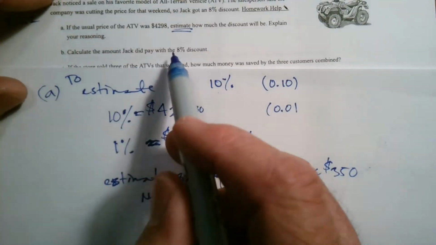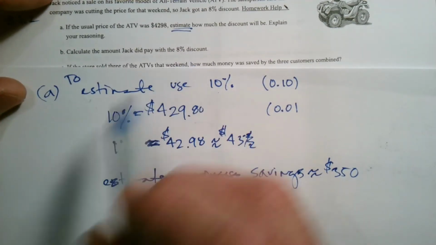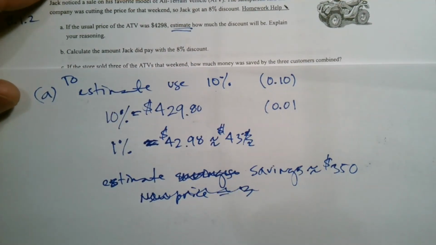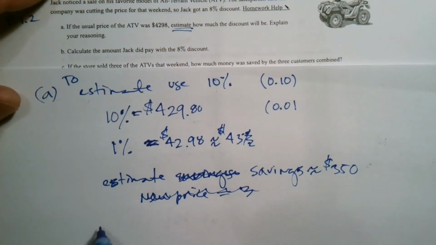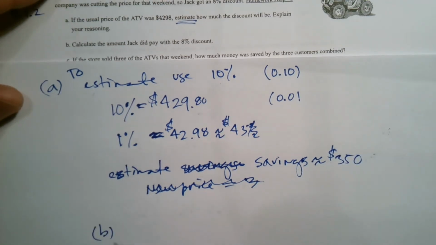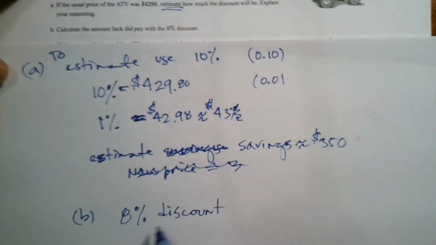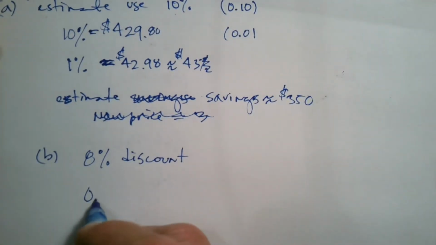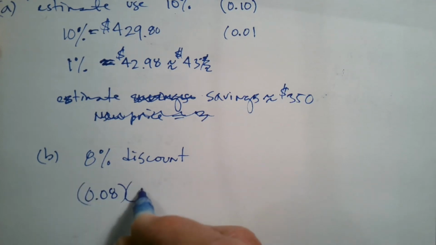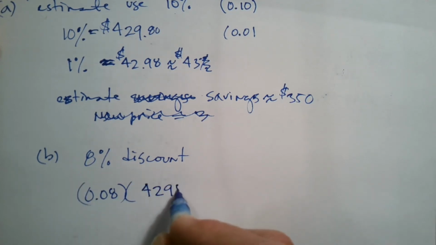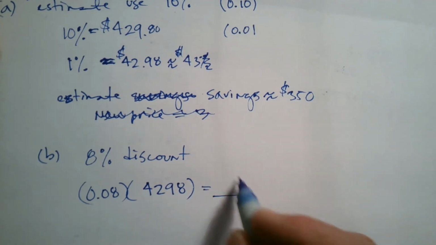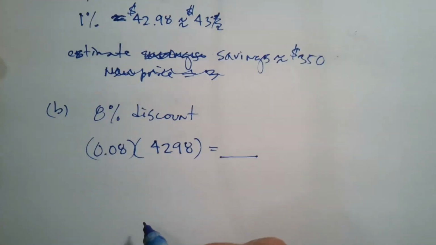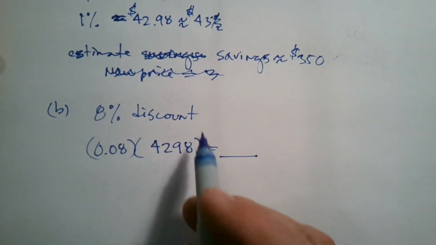It says to calculate the amount he would pay with an 8% discount. Now we're going to actually do the math. Here's a process. You've got a couple of things you could do. You could take 0.08 multiplied by 4,298, get your discount, then take that number and subtract it from the original price. So that's one way of doing the discount.